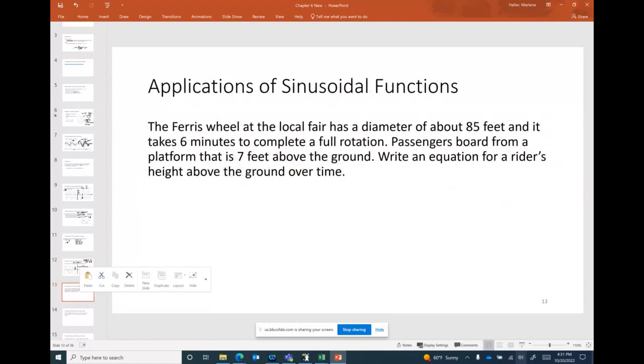All right, let's take a look at an application. Say there's a Ferris wheel at a local fair. Anybody go to the Cumming State Fair, or the Cumming Fair? It's not State, but the Cumming Fair. My daughter went last week.